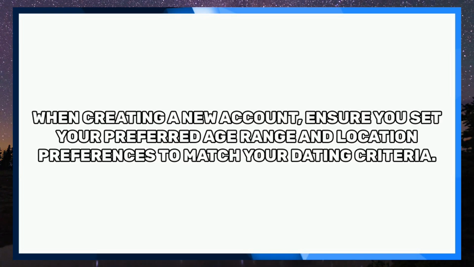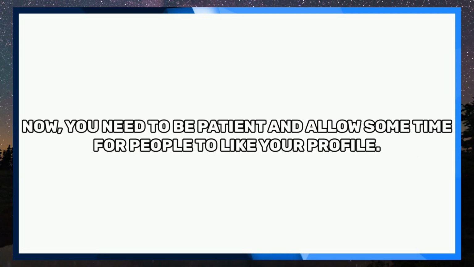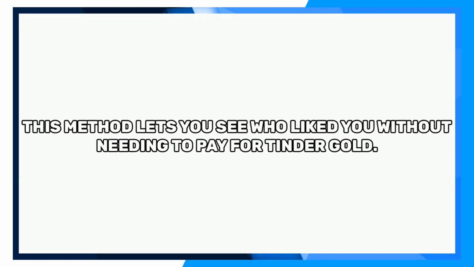When creating a new account, ensure you set your preferred age range and location preferences to match your dating criteria. Now you need to be patient and allow some time for people to like your profile. With Tinder, you will see a list of blurry pictures of people who have liked your profile. Click on the blurry picture to reveal the person's full profile. This method lets you see who liked you without needing to pay for Tinder Gold.